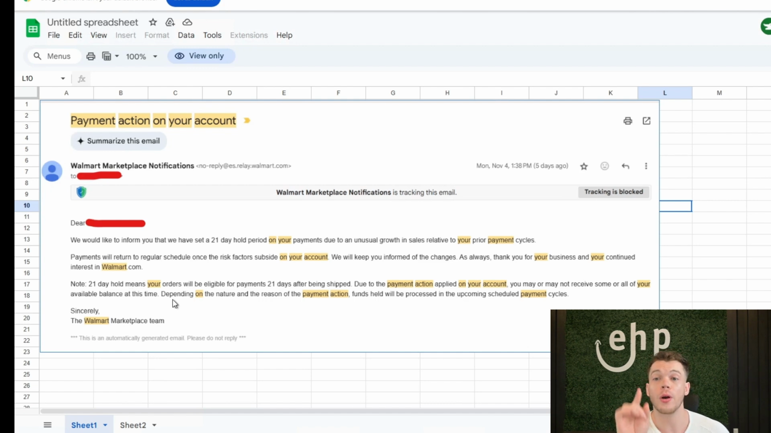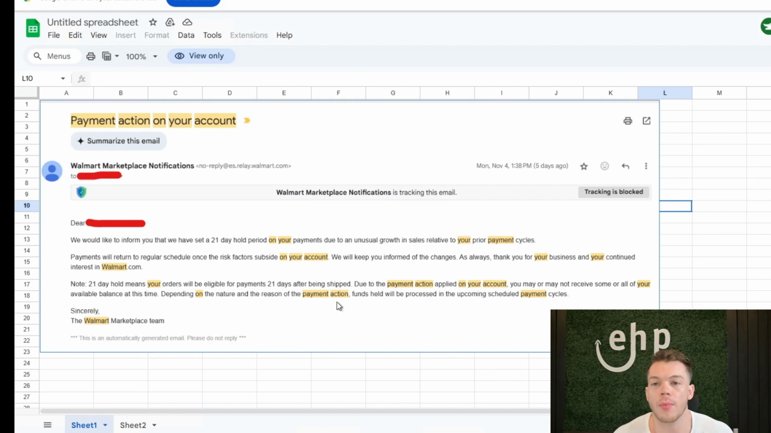Note, this is important. You want to read the entire email if you do get this. The 21-day hold means your orders will be eligible for payments 21 days after being shipped. Due to the payment action applied on your account, you may or may not receive some or all of your available balance at this time, depending on the nature of your reasons of your payment action. Funds held will be processed in the upcoming scheduled payment cycles.